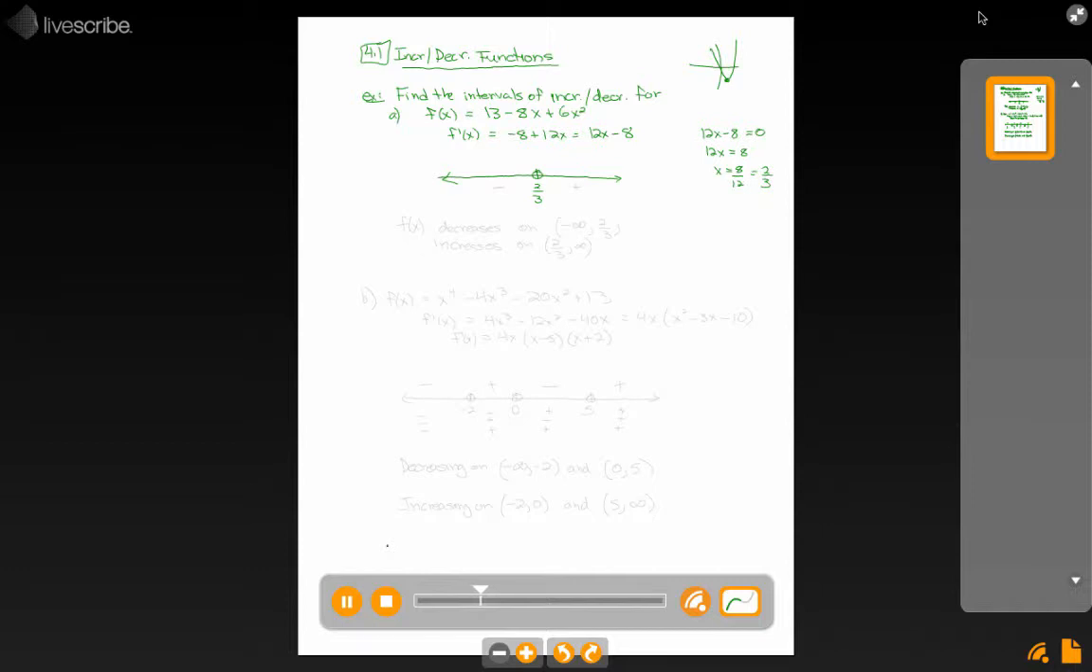Now, I just need to check on the left and on the right. So if I take a number less than 2/3, like 0, I'll see that the first derivative is negative. And if I pick a number greater than 2/3, like 1 or 10 or a million, I'll find out that this is positive, which agrees with even the rough sketch that I did up above, that says this function, f of x, decreases on the interval from negative infinity to 2/3 and increases on the interval from 2/3 to infinity.